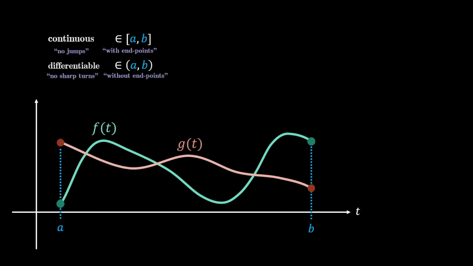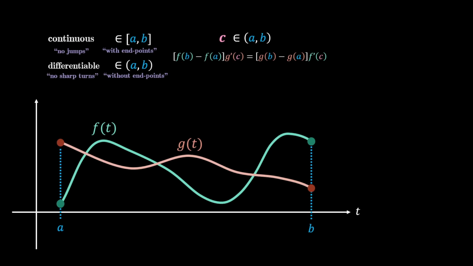Now, this theorem states that with these conditions satisfied, there exists at least one point C within the open interval a to b, such that this equality holds at that point C. And we will go ahead and prove this.